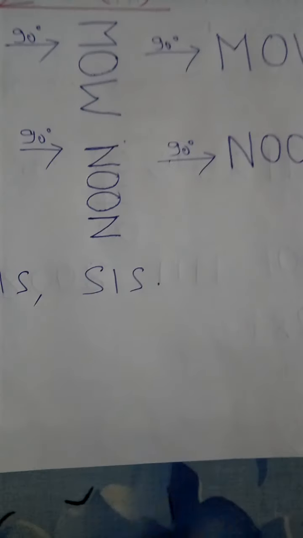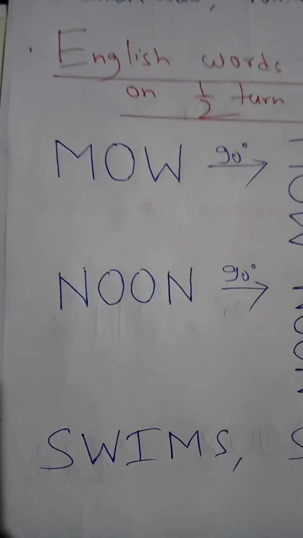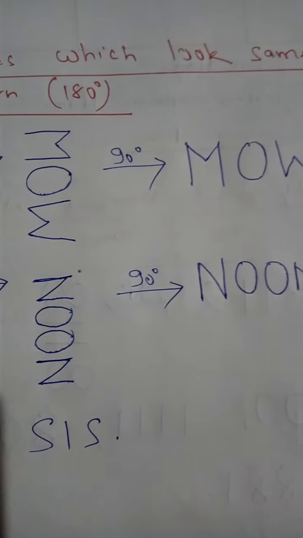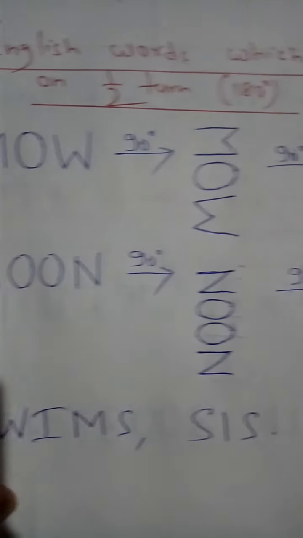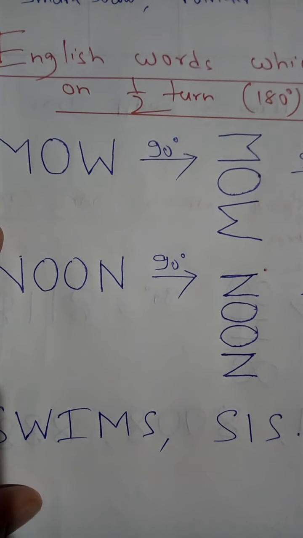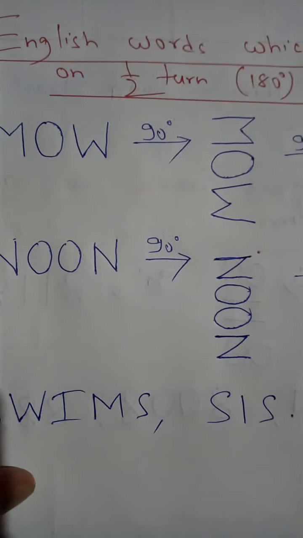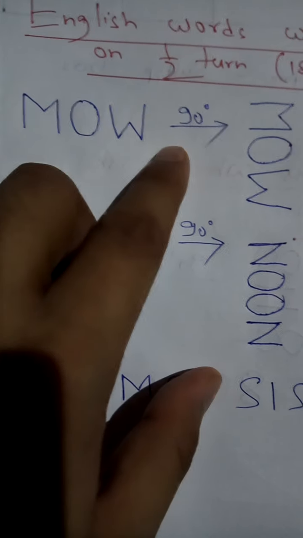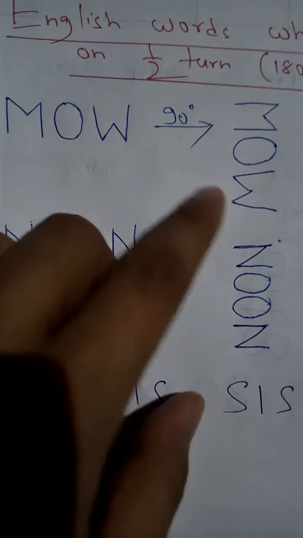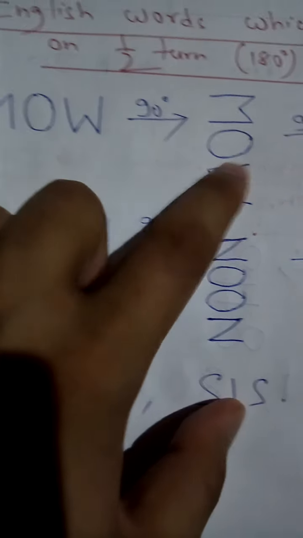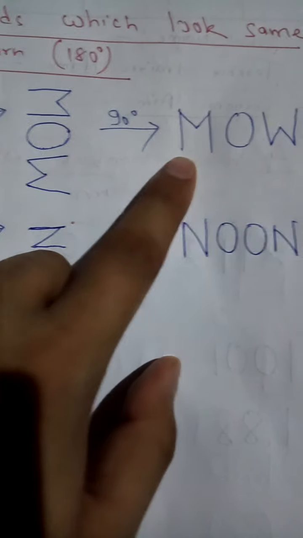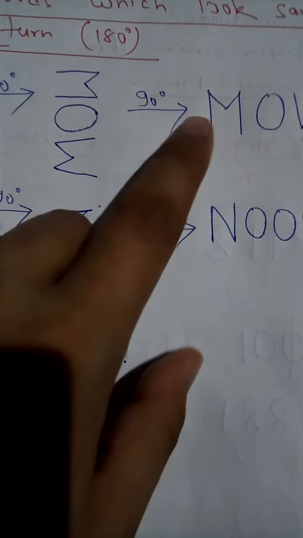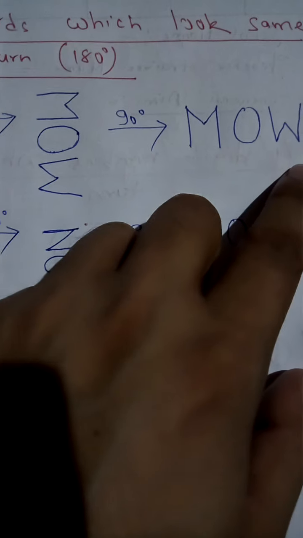Now the next topic is some English words which look the same on a half turn, 180 degree. First one is MOW. If you rotate through 90 degree, it looks like this one. And again, if you rotate 90 degree, it looks like MOW, same. This W becomes M, and this M becomes W if you rotate through 180 degree.